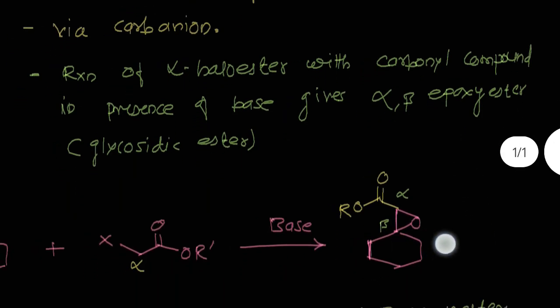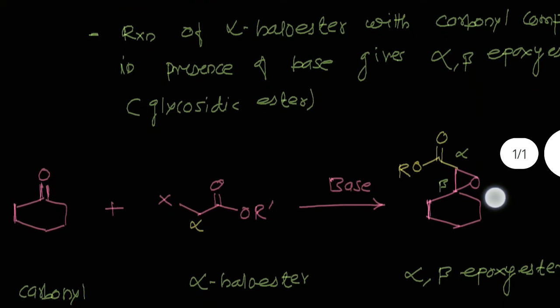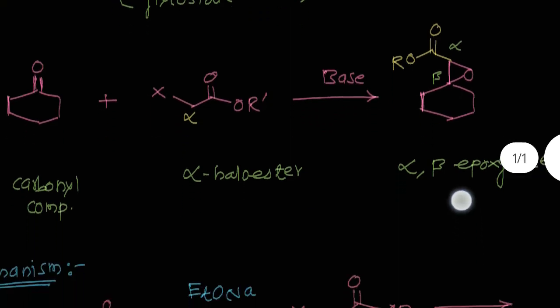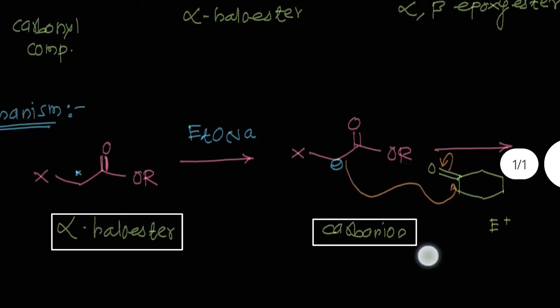Now this is the actual reaction scheme. Here a carbonyl compound is treated with the alpha haloester in the presence of a base that produces alpha beta epoxy ester. This is the reaction scheme. Okay, so what is the mechanism of this reaction?